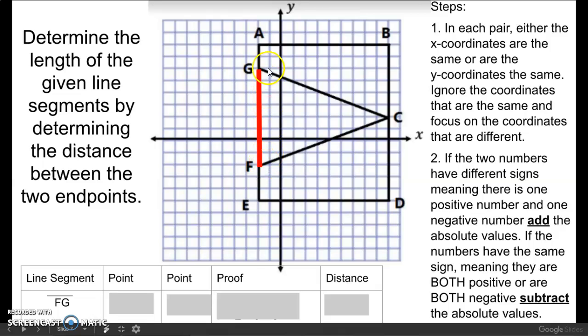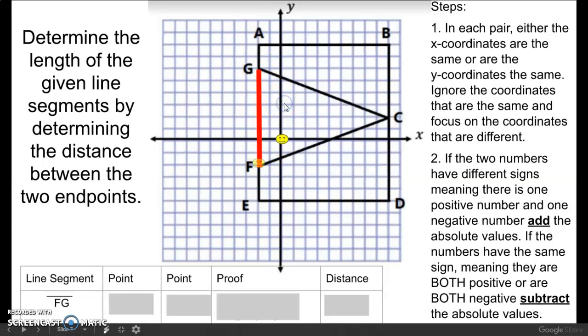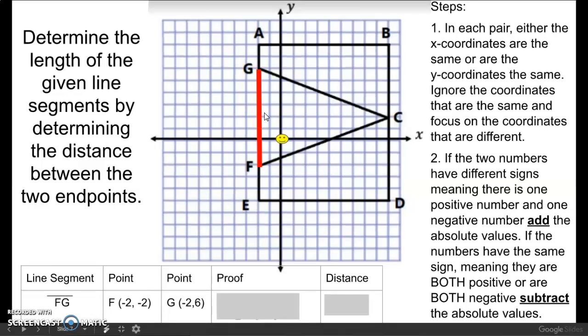Here's our line segment FG. To get to F from the origin, we have to go 2 units to the left and 2 units down. That gives us the coordinate -2, -2. To get to G from the origin, we would have to go 2 units to the left and 6 units up. That gives us the coordinate -2, 6. Now that we have identified the coordinates of our endpoints, we can find the distance.